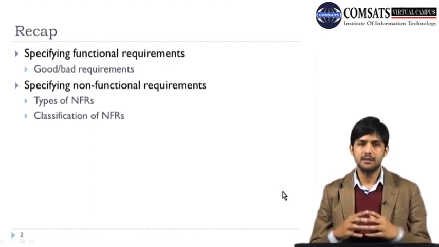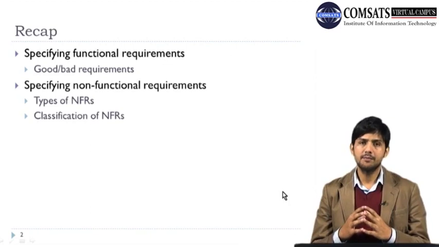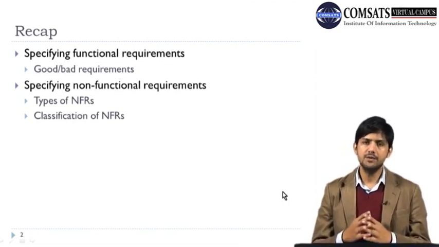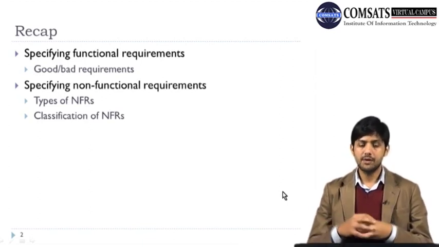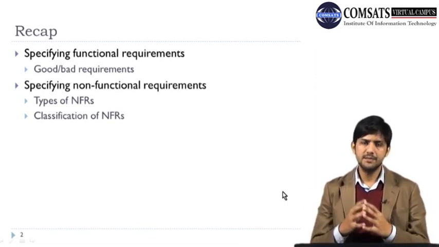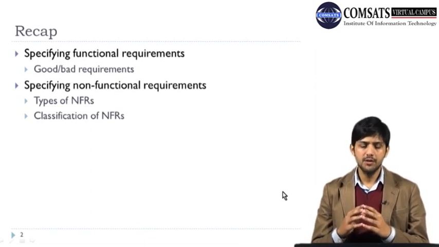In the last lecture we started off with some examples of how we can specify functional requirements in a better manner. We looked at some examples of badly written functional requirements, and we also saw how we can put more detail into them, and how we can split multiple requirements when written together, so that those requirements are more understandable and more clear.